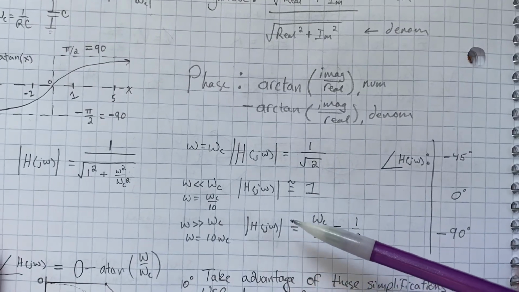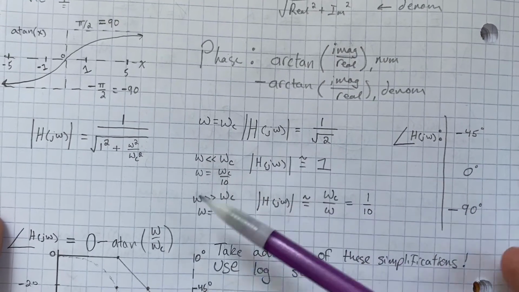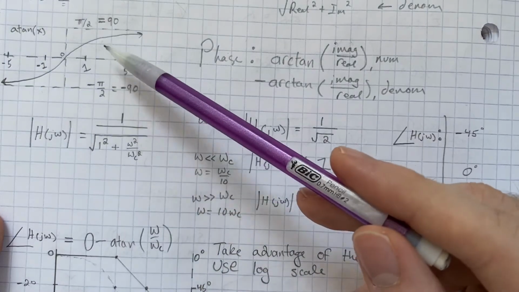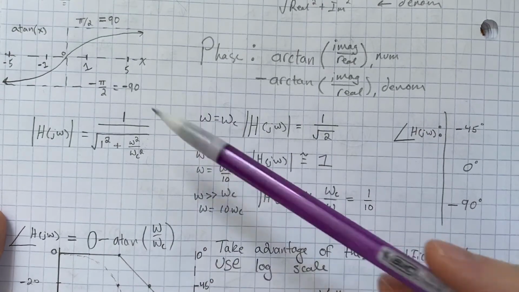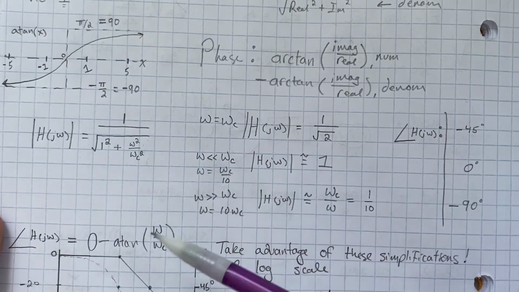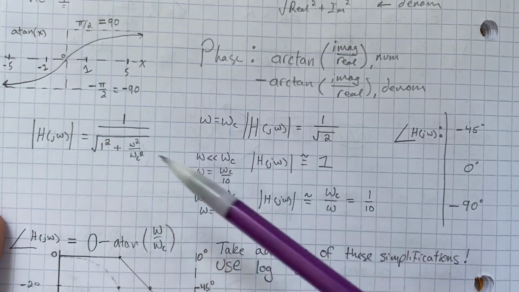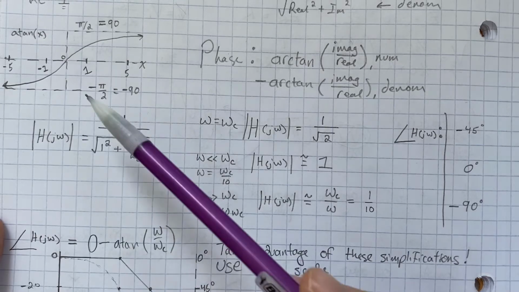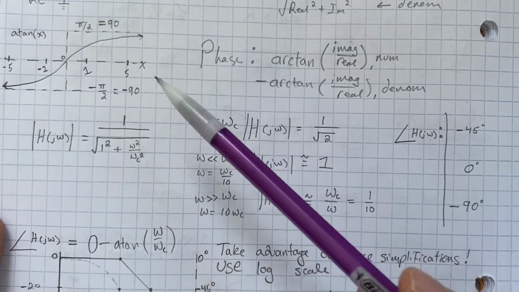Similarly for the phase, if omega equals omega c, then if we look at this equation here, minus arctan of 1, well, the arctangent of 1 is just 45 degrees. So the opposite of 45 degrees is minus 45 degrees when omega is omega c. If omega is much less than omega c, this is minus arctan of 0, which is just 0. And if omega is much greater than omega c, this number is very large. We see that arctangent approaches pi over 2 as the argument goes to infinity.